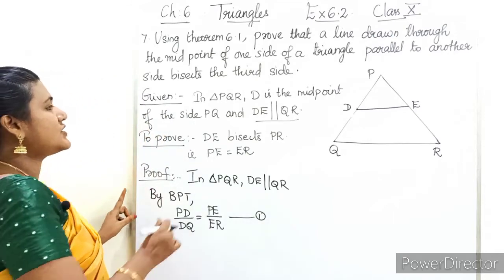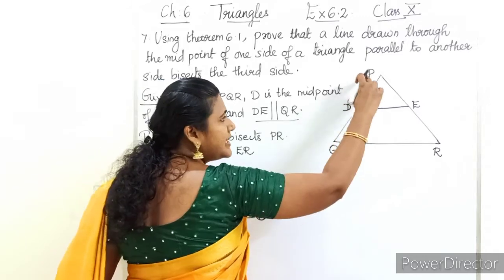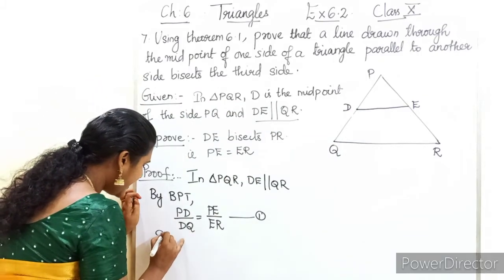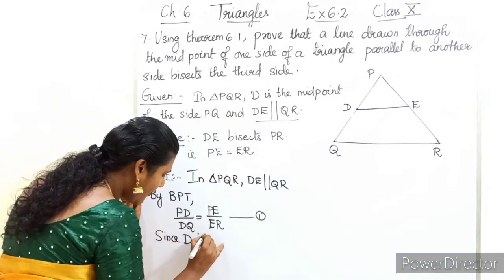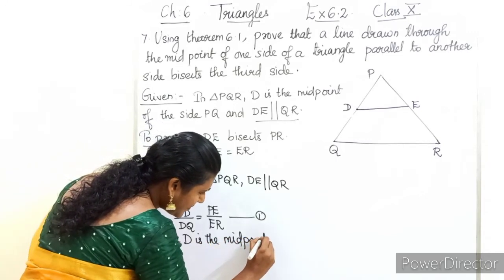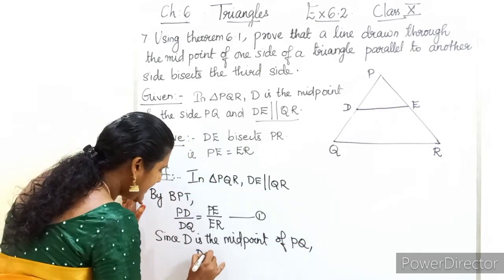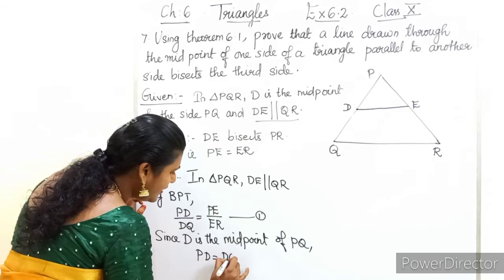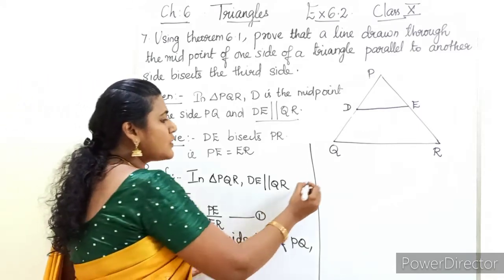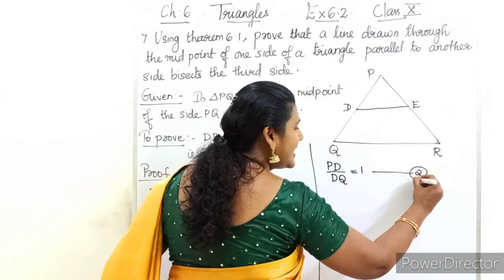Now the next condition, since D is the midpoint of PQ, midpoint means what is its meaning? PD distance and DQ distance are equal. So we can write that since D is the midpoint of PQ, we can write PD is equal to DQ. Now we will take this DQ to the left side. So we will get PD by DQ is equal to 1. So this is the second equation.